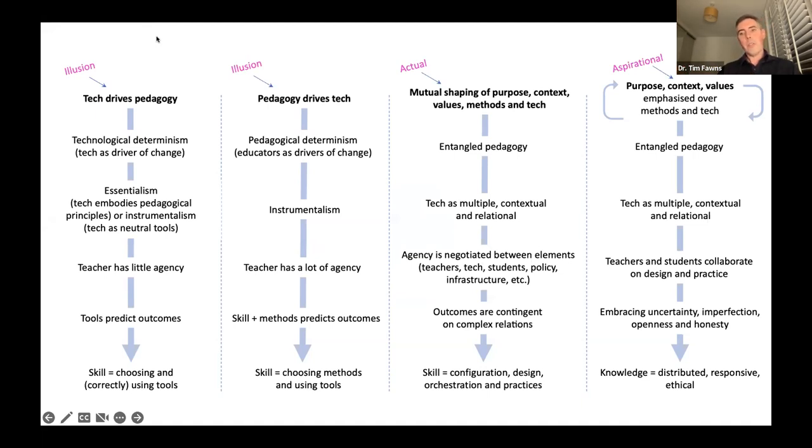If we can embrace uncertainty, imperfection, openness, and honesty, it makes it easier for us to negotiate with each other how to act in any circumstance. If we need to try to pretend to be perfect, all-knowing, and entirely secure and certain about everything we do, then it closes down opportunities for expressing what's going on and what needs to change.